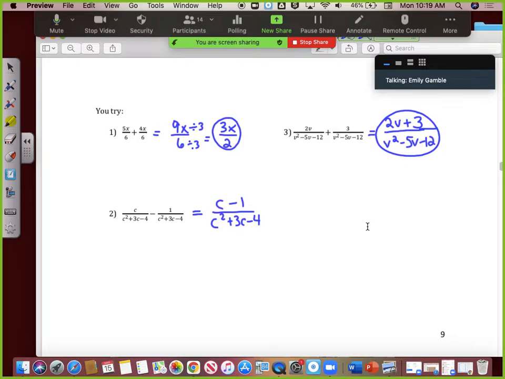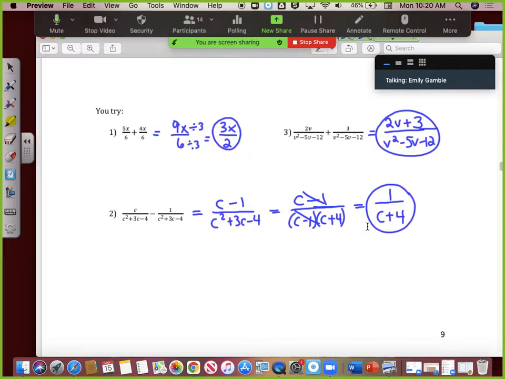But this one can be simplified further because when you do factor the denominator, it will be able to cancel out with the c minus 1 on the top. That's because c minus 1 times c plus 4 is the factored form for c squared plus 3c minus 4, since negative 1 times 4 is negative 4 and negative 1 plus 4 is 3. So since I have a c minus 1 on the top and a c minus 1 on the bottom, those cancel, and I'm left with 1 over c plus 4 as my final answer.